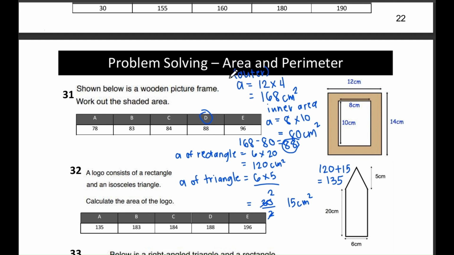First, find the area of the entire outer rectangle, which is 12 times 14, giving us 168 square centimeters. Then, we find the area of the inner rectangle, which is 8 times 10, and that is 80. Now, we subtract the area of the inner rectangle, 80, from the area of the outer rectangle, 168, which leaves us with 88 square centimeters for the shaded frame.